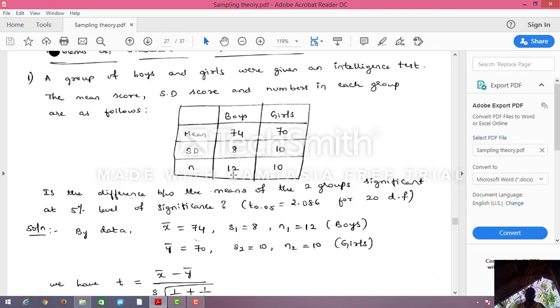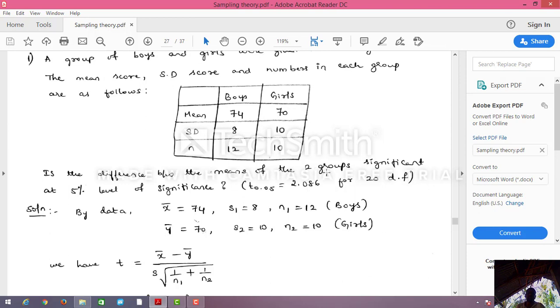Here n1 is 12 and n2 is 10, s1 is 8 and s2 is 10, and x bar is 74 and y bar is 70. Is the difference between the means of the two groups significant at the 5% level of significance? Here t of 0.05, the 5% significance level, is 2.086 for 20 degrees of freedom.